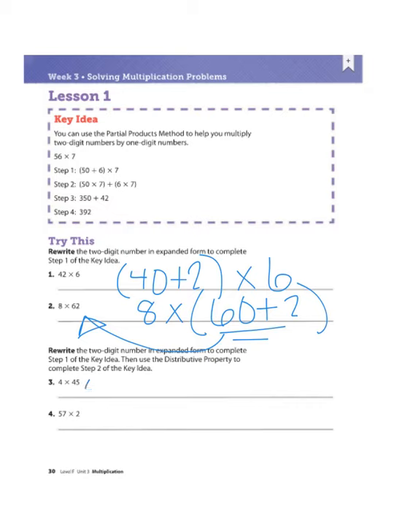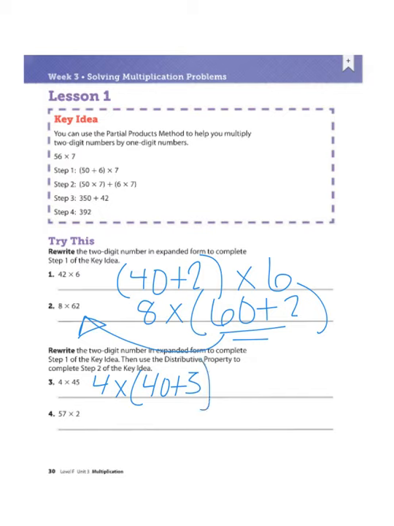So this is going to be 4 plus... I'm sorry, I made a mistake. It's not going to be 4 plus. It's going to be 4 times (40 plus 5). Okay, so that was step 1.